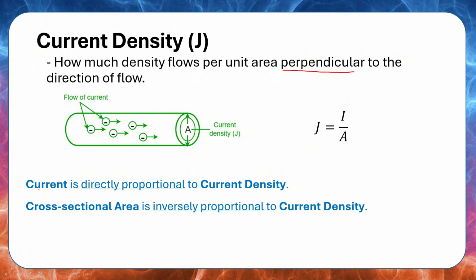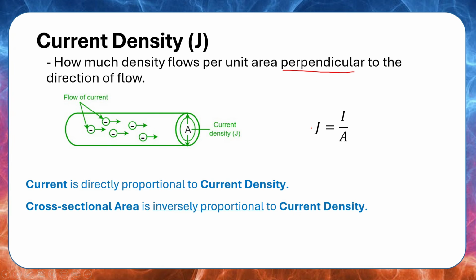So the relationship between them can be determined by looking at the formula. If you look at the formula, J is the density. So density is directly proportional to the current because both of them are in the numerator. J is the numerator. Assume that there's a denominator of 1. So J is a numerator and I is also a numerator. Then they are directly proportional.